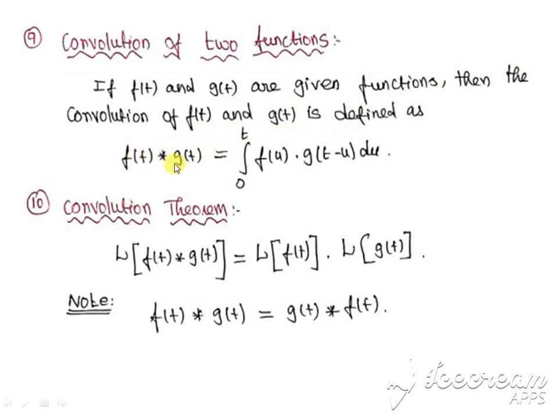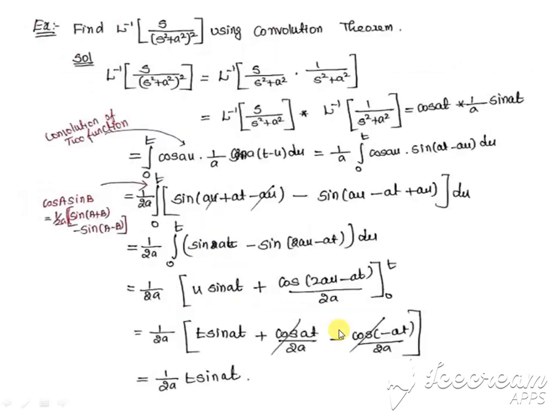This is the convolution symbol. The first t is replaced by u, the second t is replaced by t minus u, du, with limits 0 to t. Then, by the convolution theorem, the Laplace transform of f of t convolution g of t is nothing but the product of the individual Laplace transforms. Also, convolution of two functions is commutative, that is, f of t convolution g of t is equal to g of t convolution f of t.